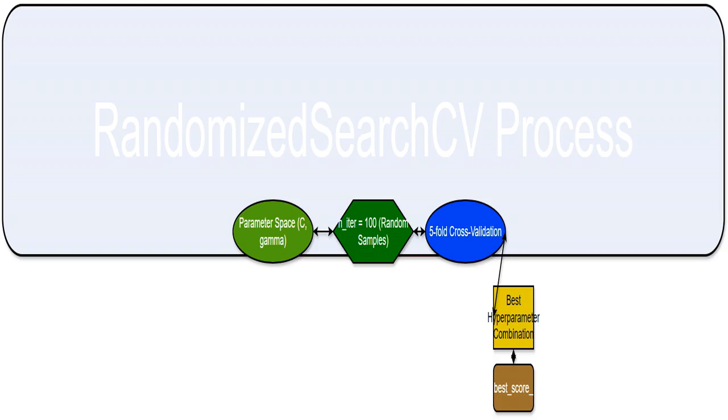The hyperparameter space refers to the range of possible values for the hyperparameters of the SVM model. In this case, the hyperparameters are C, the regularization parameter, and gamma, the kernel coefficient. The param_dist variable specifies the possible values for these hyperparameters. RandomizedSearchCV will randomly sample combinations of C and gamma from this space.